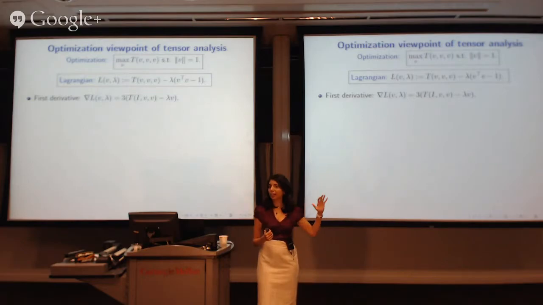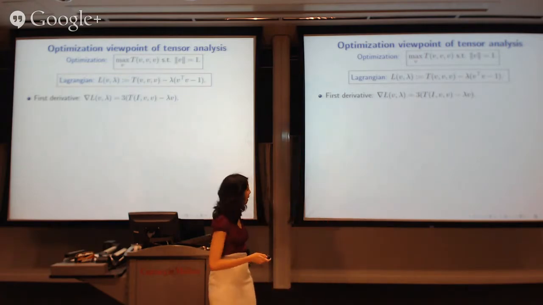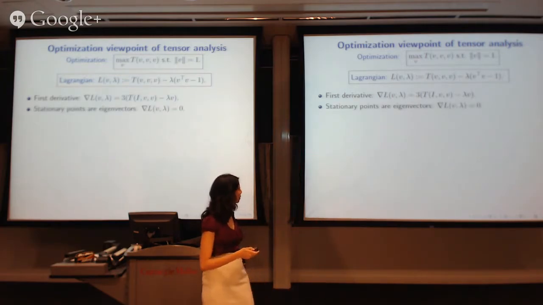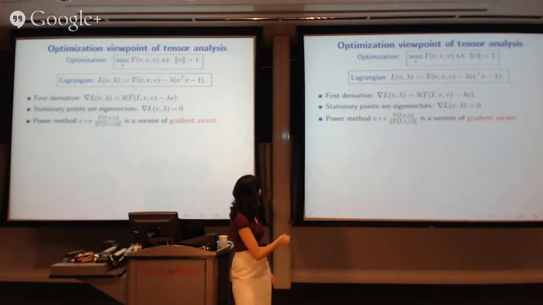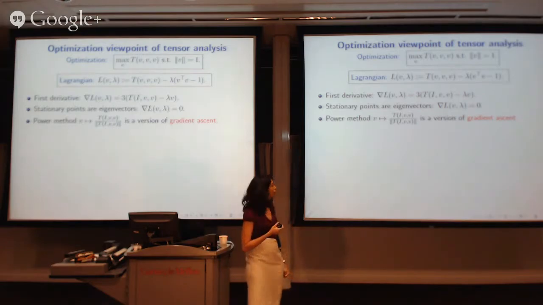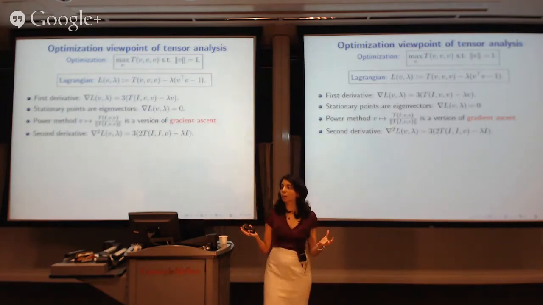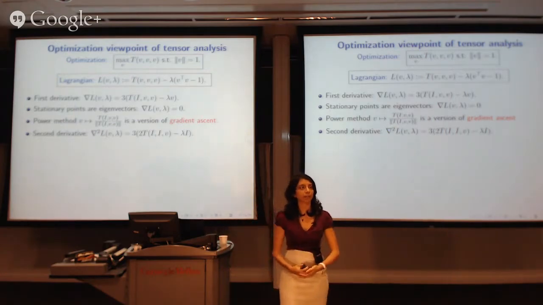So again, it's analogous to the matrix case. The stationary points of this optimization are the eigenvectors. By definition, they are the eigenvectors. So again, you can think of this power method as doing gradient ascent for this optimization. Right? So it's the same analogy as before. But now, in order to ask what the local optimizers are, I have to do the second derivative.